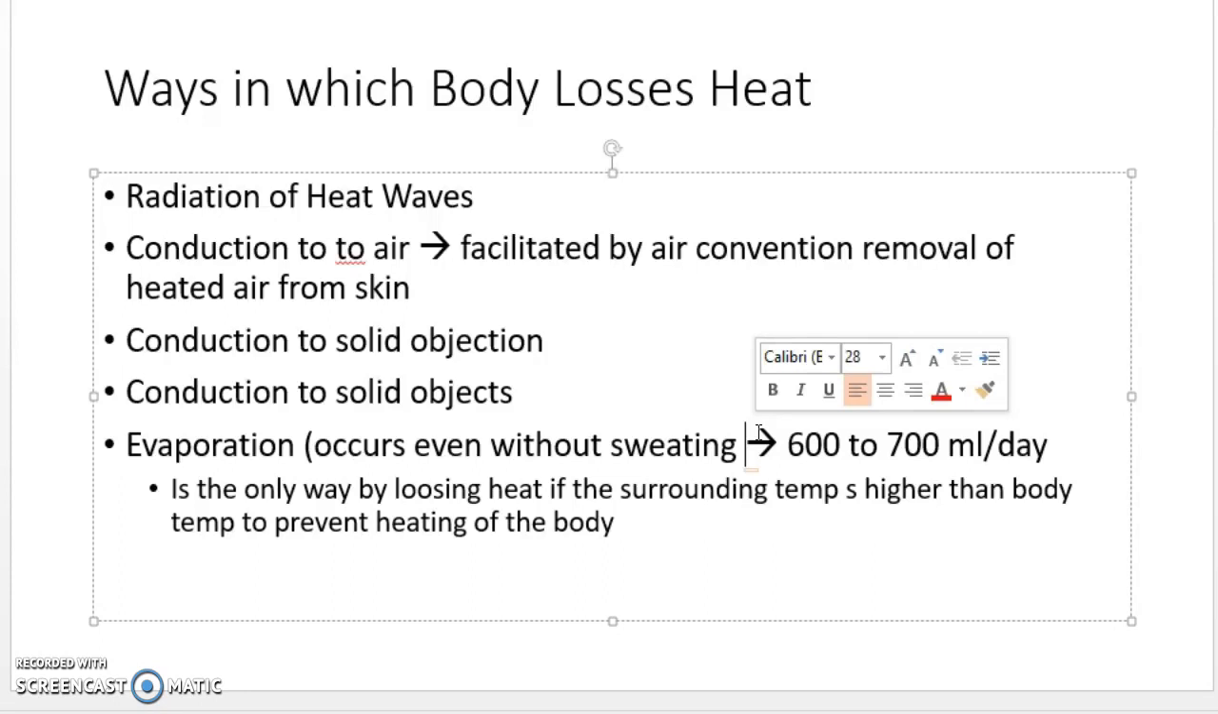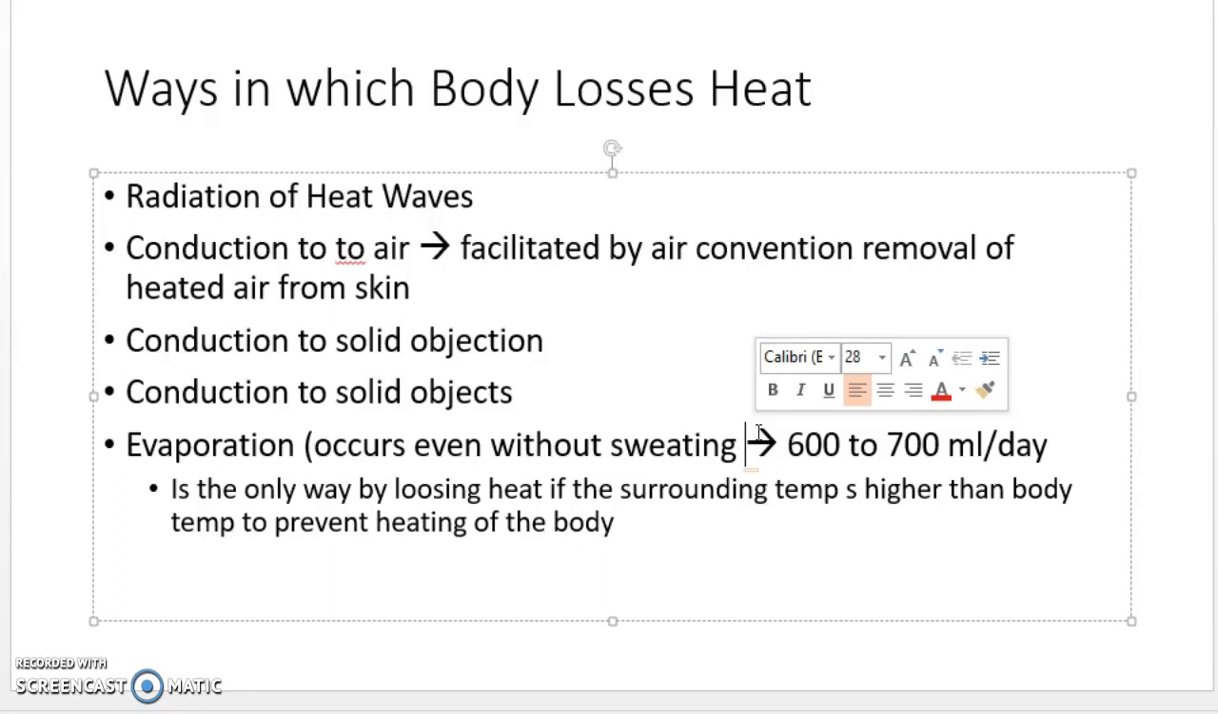Now when we're talking about conduction to the air or conduction to a solid object, conduction to air is going to be facilitated by air convection, the removal of heated air from the skin. So you might be wondering, conduction to the air, meaning conduction from your body to the air, is facilitated by convection, the removal of heated air from the skin.